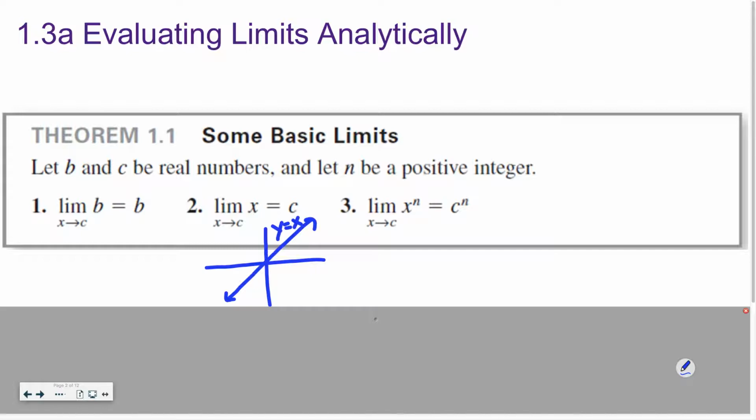But really, when we have simple things like polynomials, we can take our C value and we can plug it in for x. Polynomials are continuous everywhere. We don't have to worry about holes or breaks or anything like that. So we can just take our value right here and plug it into our function like we would if we were going to find the y value, and that's going to be our limit.